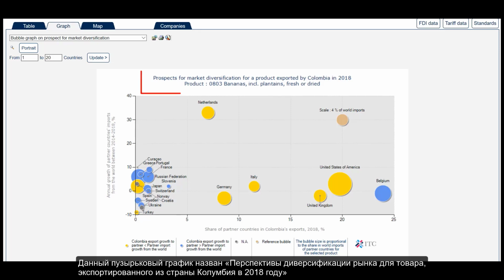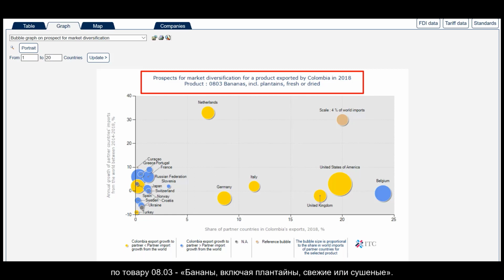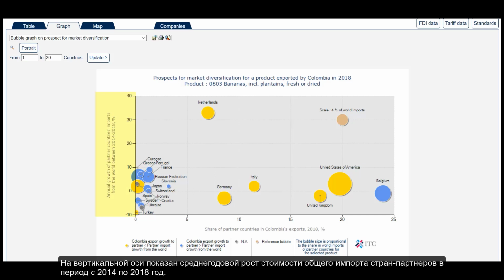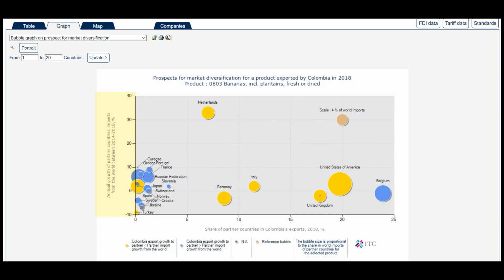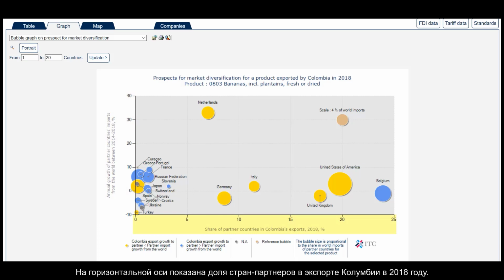This bubble graph is entitled Prospects for Market Diversification for a Product Exported by Colombia in 2018, with the product being 0803, bananas, including plantains, fresh or dried. The vertical axis represents the average annual growth in value for the partner country's imports from the world between 2014 and 2018. The horizontal axis represents the share of partner countries in Colombia's exports in 2018.